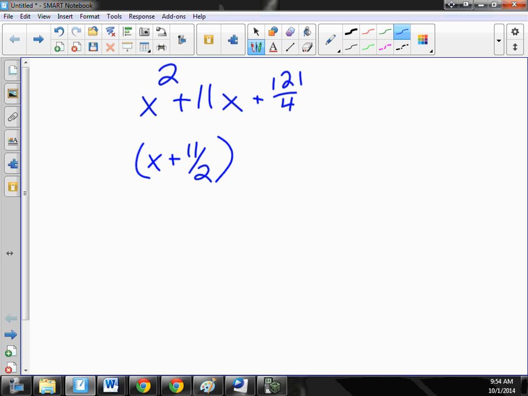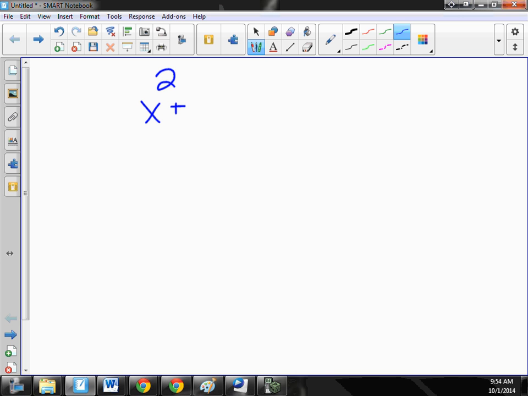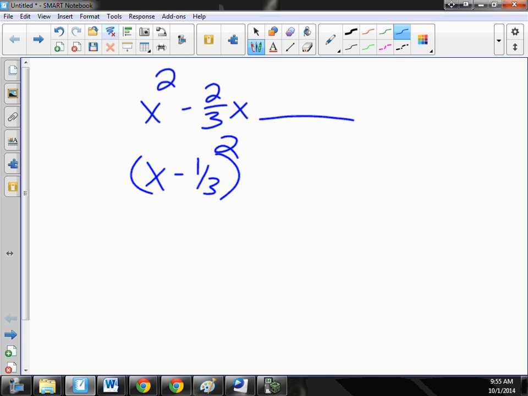Okay? What if my middle term is a fraction? What about x squared? Let's do a minus. x squared minus 2/3 x. What is half of 2/3? 1/3. That was easy. So x minus 1/3. What is my constant? 1 squared is 1. 3 squared is 9. Plus 1/9.